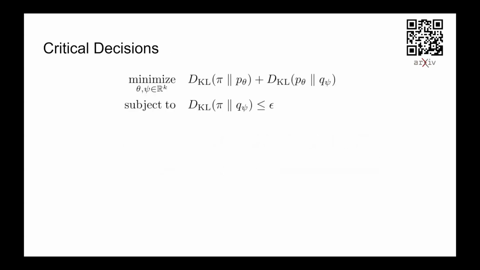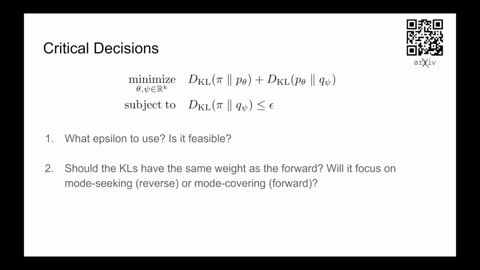But before we start implementing this, we still have some critical decisions we have to make. For example, what should epsilon be? If it's too large, then the approximation is basically meaningless. But if it's too small, maybe it's impossible to solve this problem. And also note that the two KL terms have the same weight, which does make sense because the first one is an exact term, but the second is an approximation. So should we give a bigger weight to the first term, the exact term, which will also cause a bigger focus on the mode covering behavior?